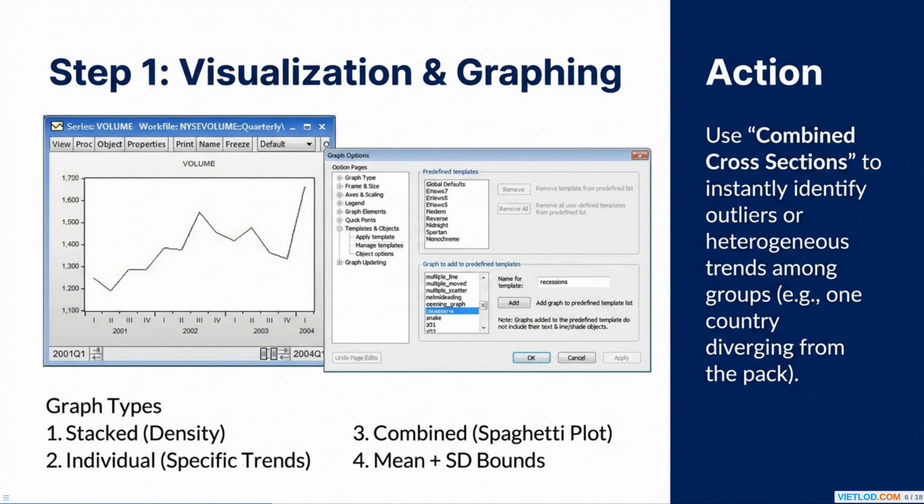The first step in any analysis is to look at your data. A combined cross-sections plot, often called a spaghetti plot, is extremely useful. This single graph overlays the time series for all individual units. It allows you to instantly spot heterogeneous trends. For example, if one country's GDP is growing while others are stagnant. It's also excellent for identifying outliers, where one unit behaves dramatically differently from the rest of the pack.